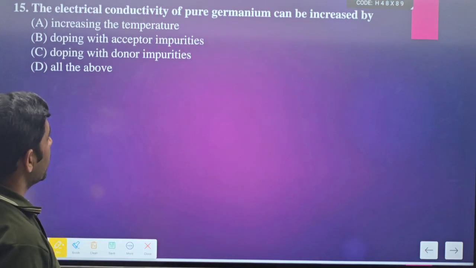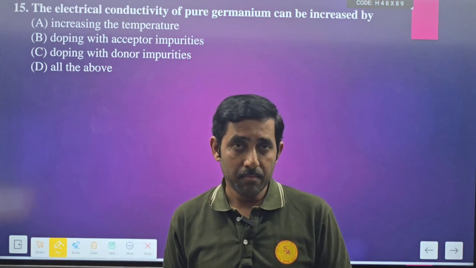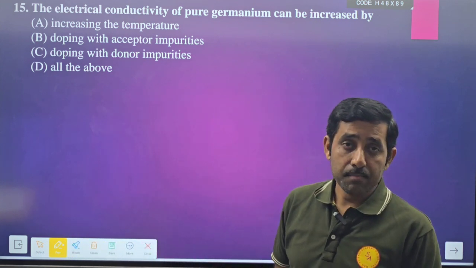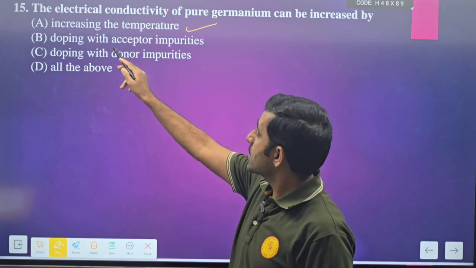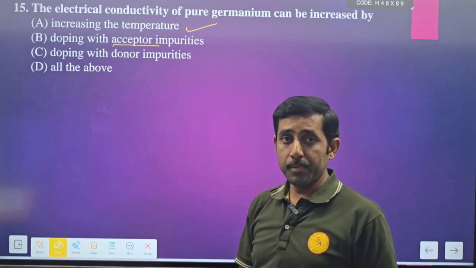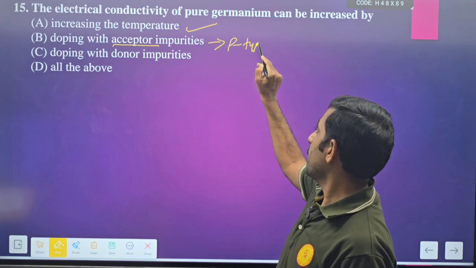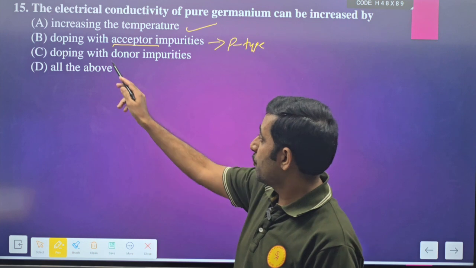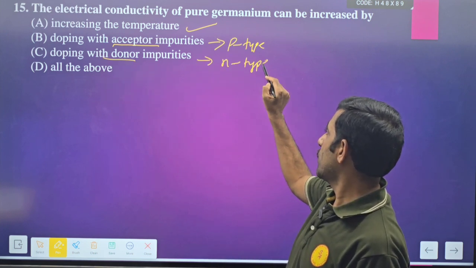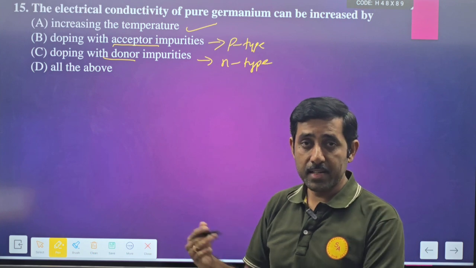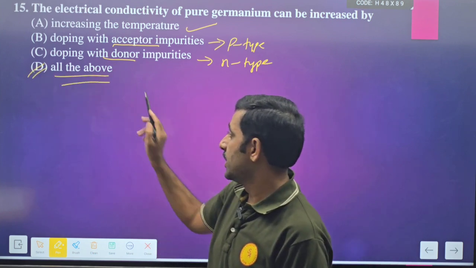the electrical conductivity of pure germanium can be increased by. Pure germanium conductivity can be increased by increasing the temperature, correct? If you add acceptor impurity, means trivalent, then it will become what? P type, and conductivity increases. If you add donor impurity, then it will become what? N type semiconductor. Again its conductivity will increase. So all the above are correct.